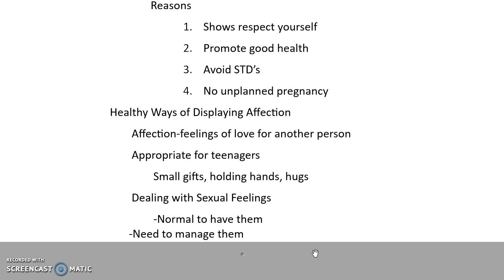So if you have them, like we said, that's normal. But you need to be able to, like the book says, talk to someone you trust about it. That's about the best thing you can do. Like I said before, if you don't deal with it, I think it leads to issues later on. This is where you get sexual predators, pedophiles, rapists, things like that, where they didn't learn how to deal with these things at a young age.